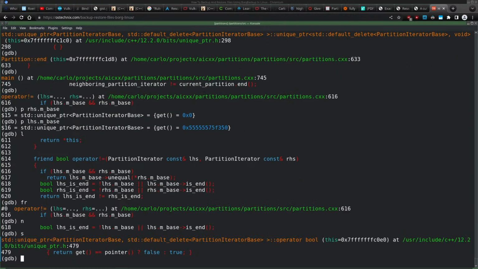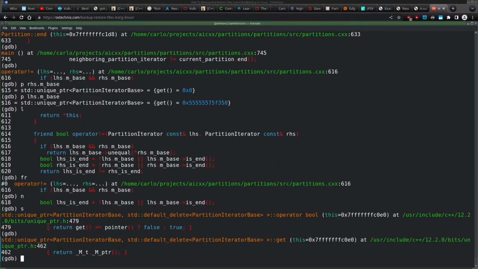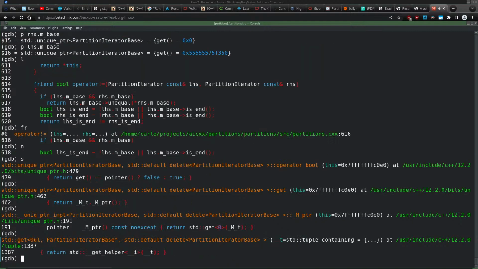Next step. Now I'm inside a bool operator. Inside get.